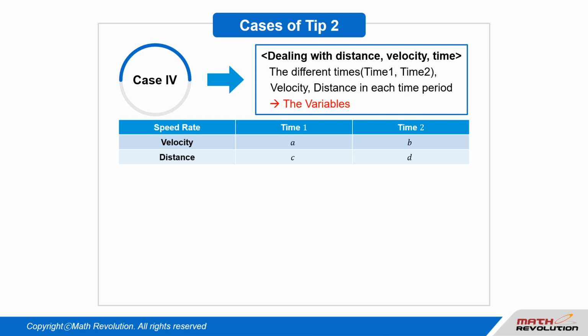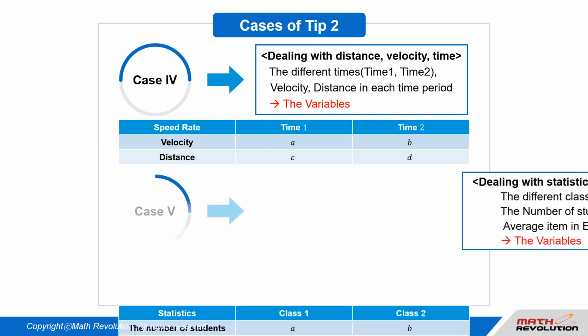Velocity time 1, A. Velocity time 2, B. Distance of time 1, C. Distance of time 2, D. That's why more than 3 people rarely go on a trip in GMAT math questions. The answer is E without a doubt if more than 3 people are traveling.